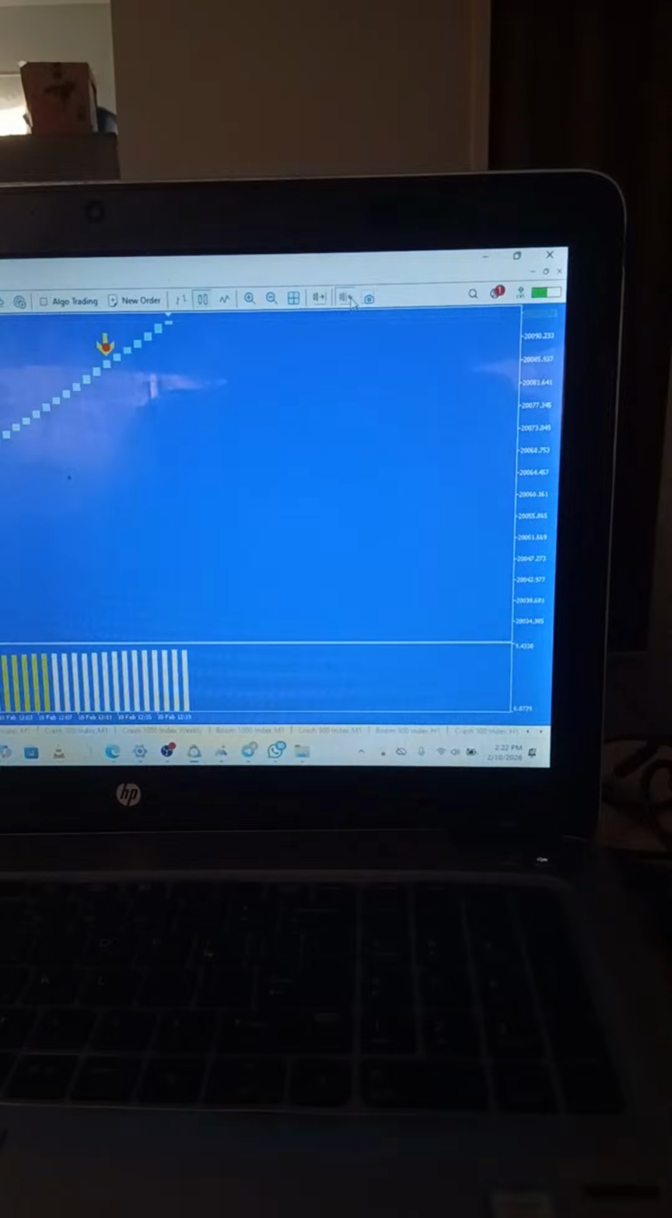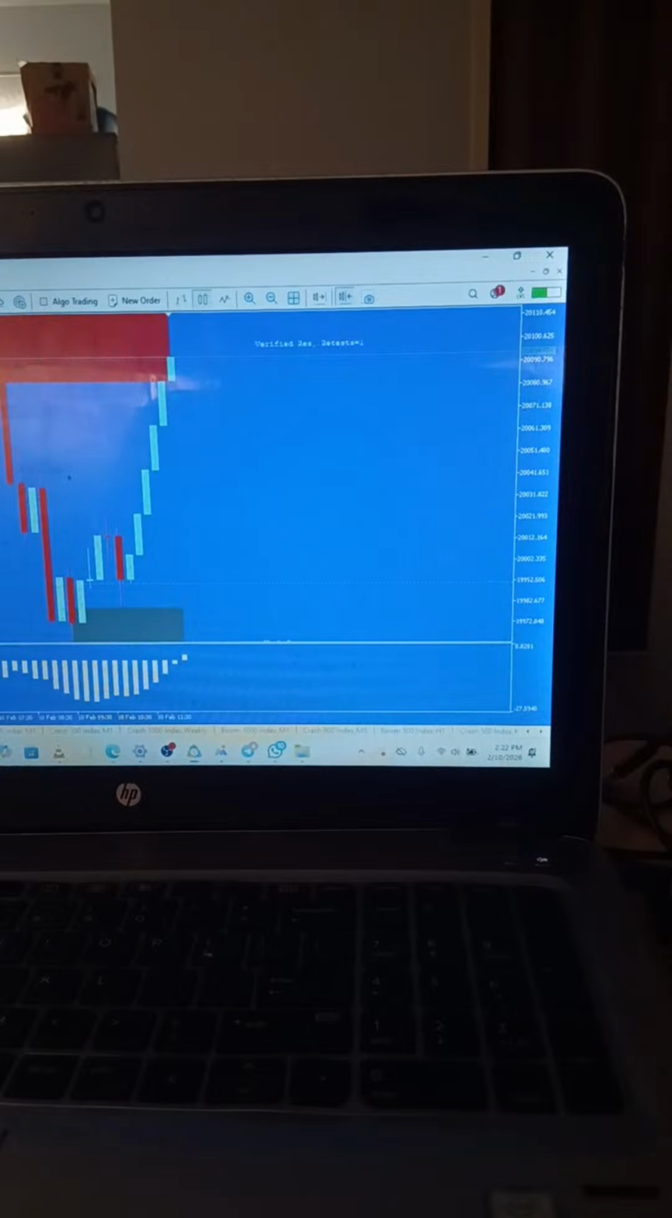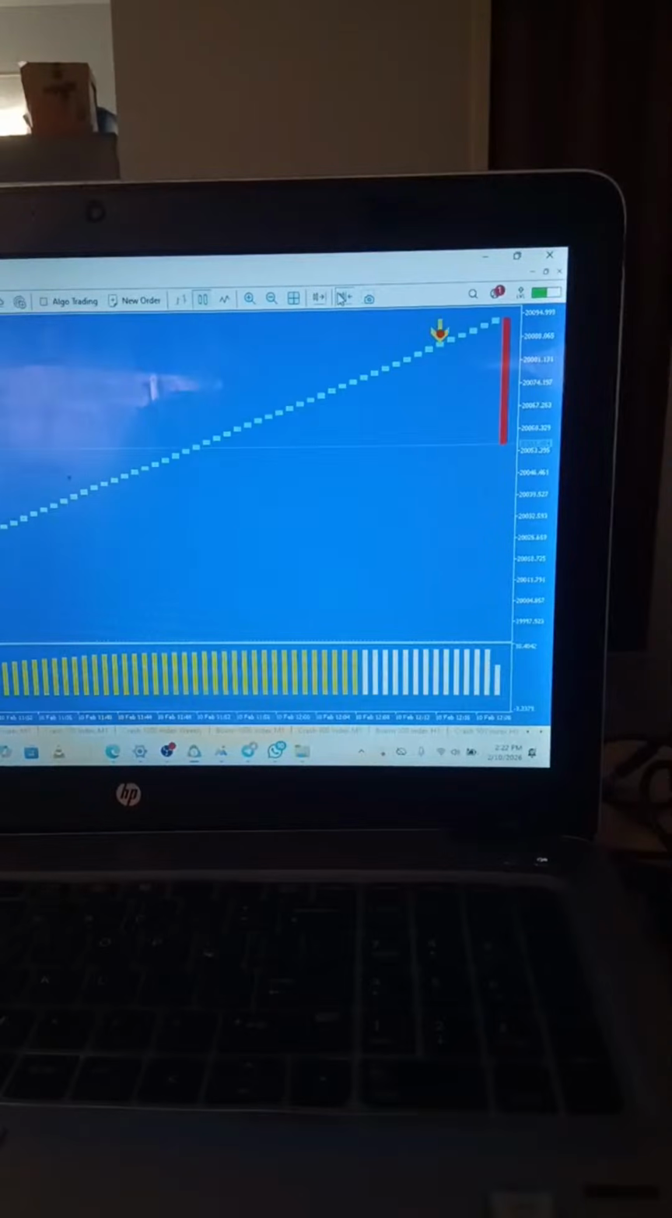So don't go full margin. Why am I saying don't go full margin? Because again, this one is a very, very accurate signal. On the 15-minute time frame, we are on a resistance. Guys, let's sell.